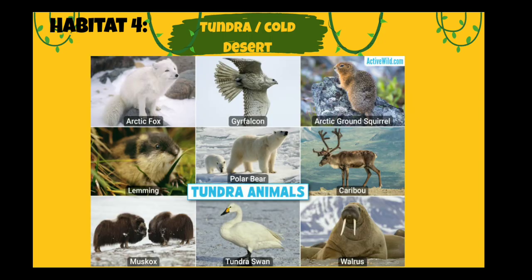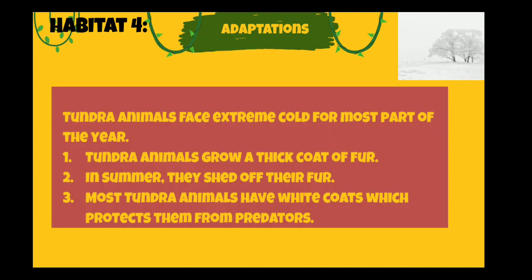These are some of the animals that live in tundra: the Arctic fox, the gyrfalcon, Arctic ground squirrel, lemming, polar bear, caribou, and muskox, tundra swan, and walrus. So these are some of the animals that live in tundra. Let's see what are the adaptations of these animals.